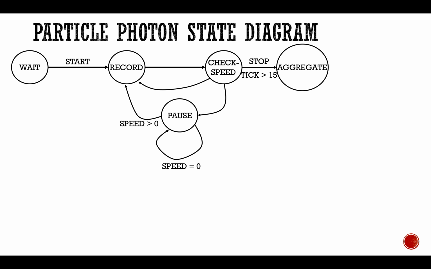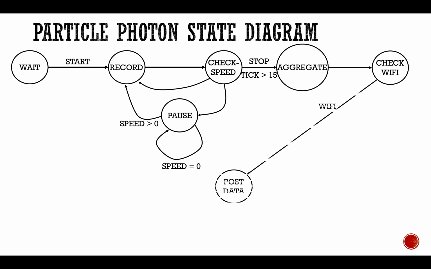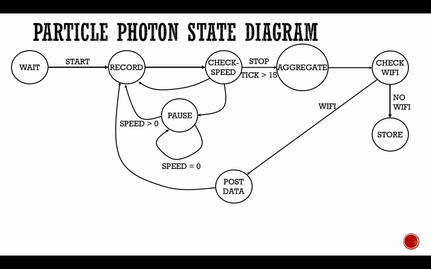We also sample GPS location at this point, and then we go to the check Wi-Fi state. From here, if we have Wi-Fi, we go to the post data state, which posts the data to the web server that we have created through webhooks, and then we go back to the record state. If we don't have Wi-Fi, we go to the store state, in which we store the data that we have collected. From here, we can go to the post data state if we get Wi-Fi connectivity back.